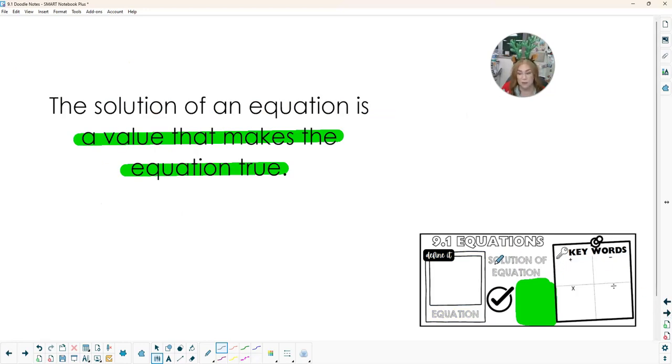When we have a solution of an equation, that is just a value that makes it true. So if we have 4 plus 2, the value that makes it true is 6. So a solution is an answer.